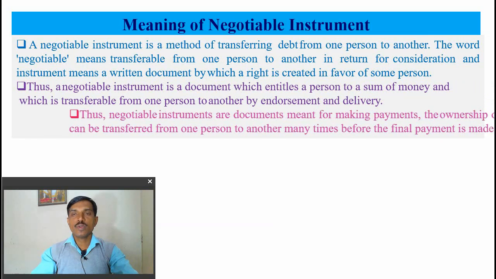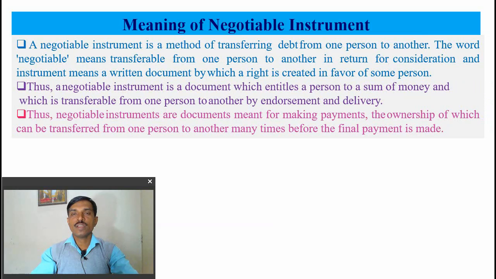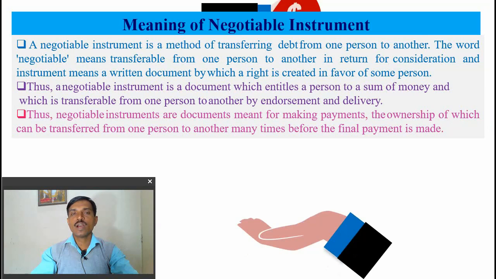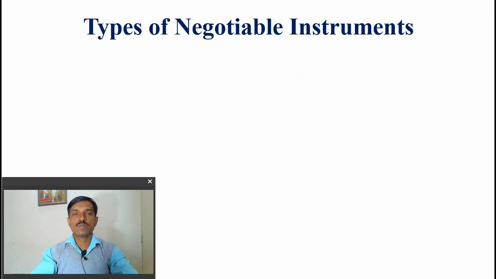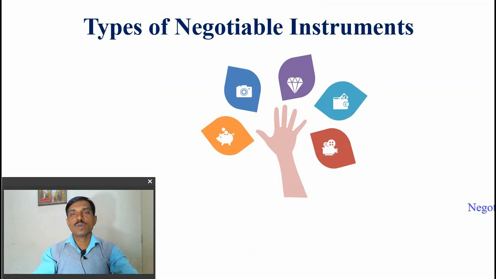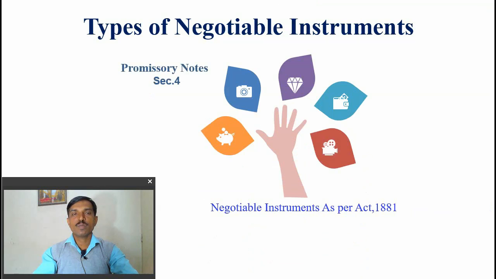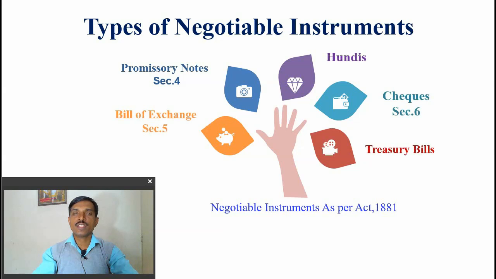So it is a written document, unconditional, and about a certain sum of money given to a certain person. So negotiable instruments are documents of payment or ownership which can be transferred from one person to another person. The types of negotiable instrument as per the law of 1881 are: the promissory note under Section 4, the bill of exchange under Section 5, the check under Section 6, hundi and treasury bills.